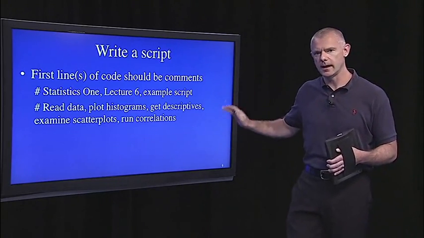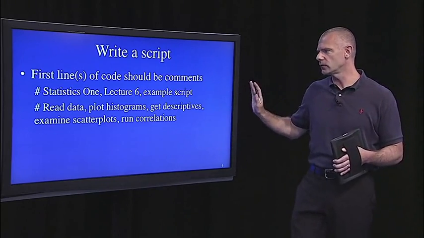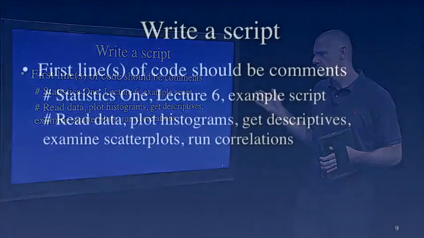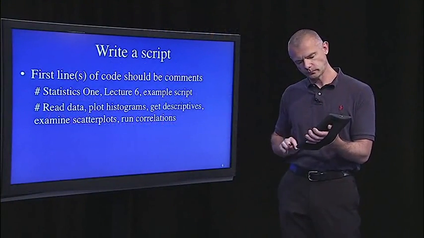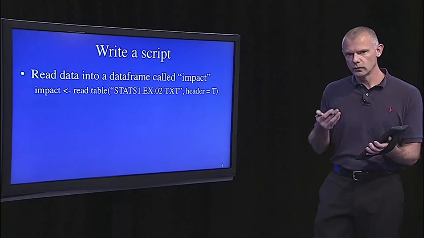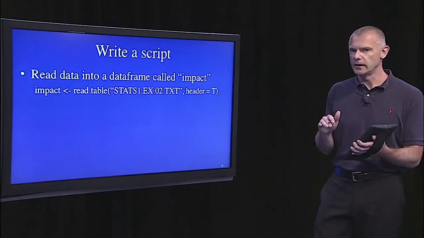But first, as I like to do, let's start off a script with just some comments. So I just put in, this is Statistics 1, Lecture 6, an example script. We're going to do a lot of things in this script. We're going to read data, we're going to plot histograms, we're going to get descriptive statistics, we're going to look at scatterplots, and finally get the correlation matrix. So the first step is just to read the data in.